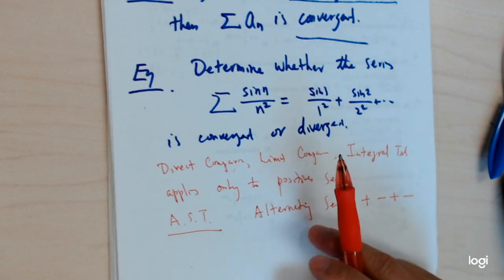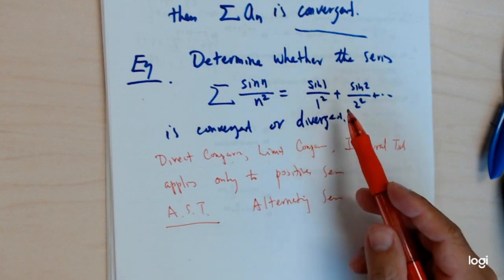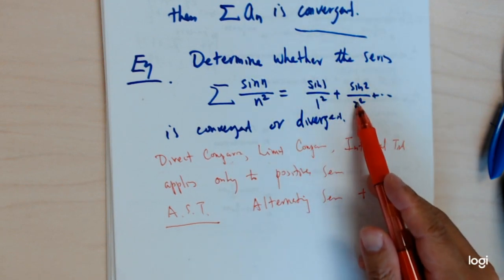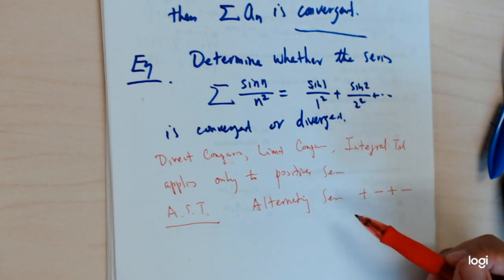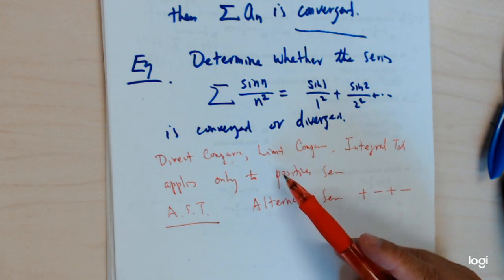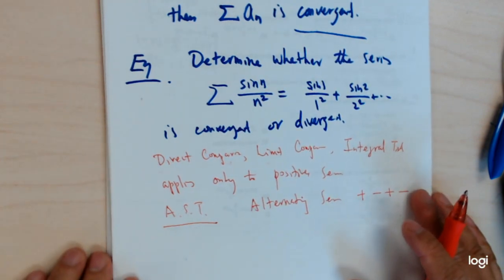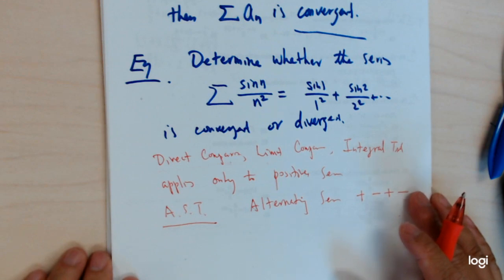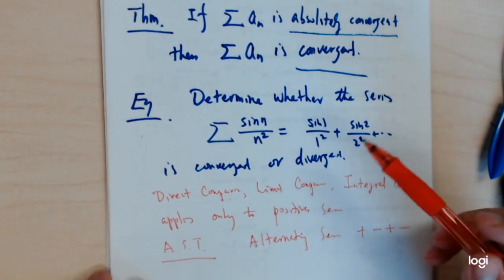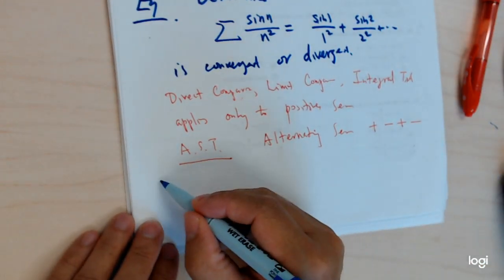And moreover, I cannot apply the alternating series test either because this is not switching in signs. This term can be positive, and this term can also be positive. So it's not necessarily switching in sign. Put simply, all the tests that we had so far are simply not going to work here. So let's see how this will help us. Let's find out what happens to the absolute value series. So let me write down a brief solution here.